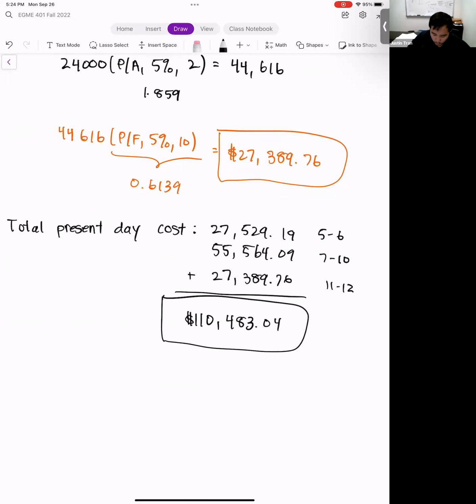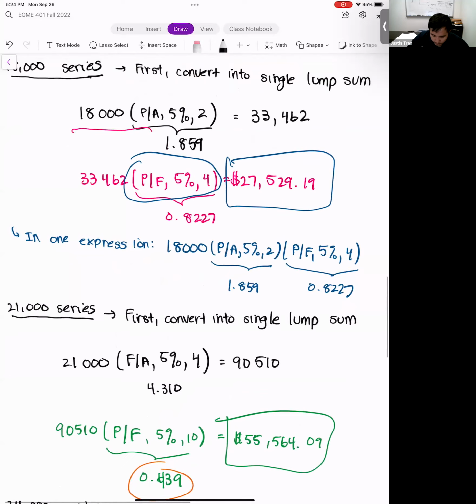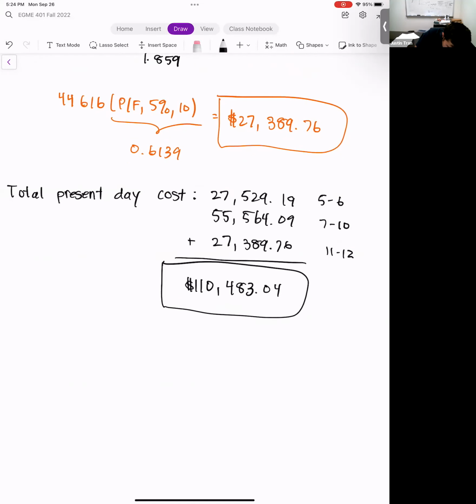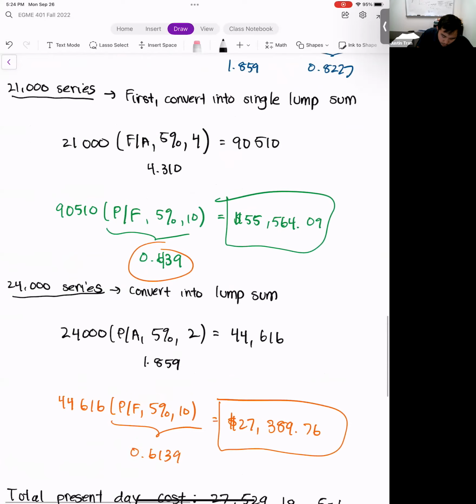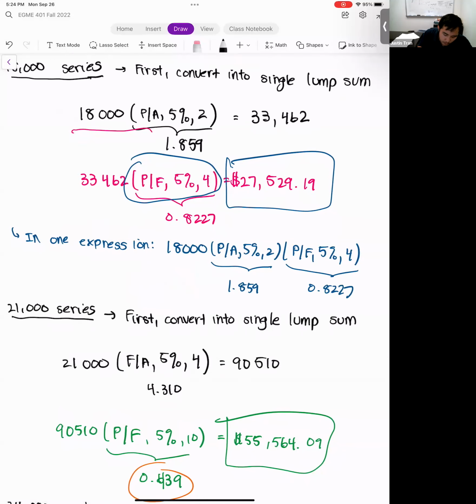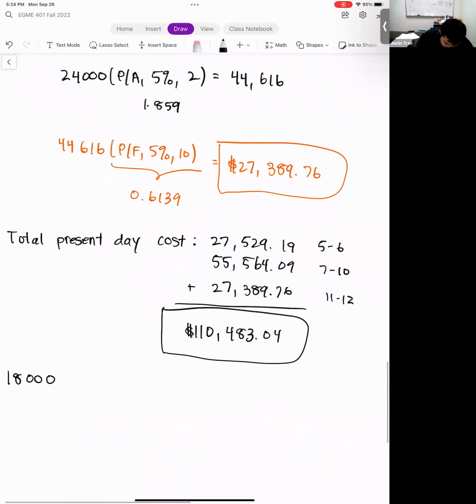Actually, let me do one more thing before we move on. Just to summarize, let me show you the path that we took to get here. We had 3 uniform series, and we did a non-standard conversion on all 3 of them. Another way we can format it is to list out all the conversions in a single formula. The first conversion that we did was 18,000 times P over A, 5% and 2.